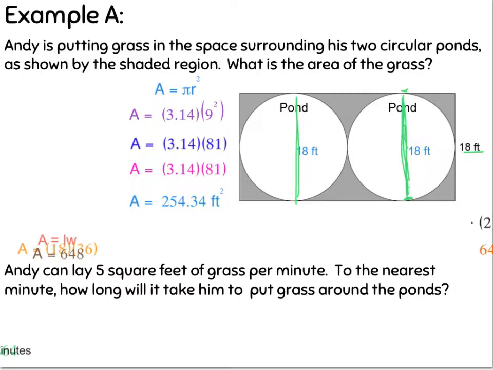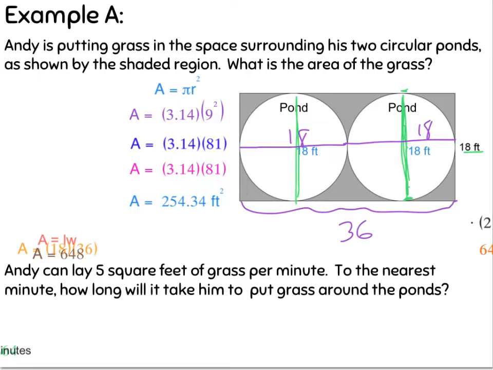Now I've got to figure out the area of my rectangle, and unfortunately for my rectangle, I only know one of the measurements. The width is 18 feet. So I've got to figure out what the length is. But there's also good news there. If I know the diameter across my circle is 18, it's the same vertically up and down as it is horizontally. So across this circle is 18, and across this circle is 18. If they go edge to edge with the grass, then the entire length is going to be 18 plus 18, which is 36. So that gives me my length of 36.